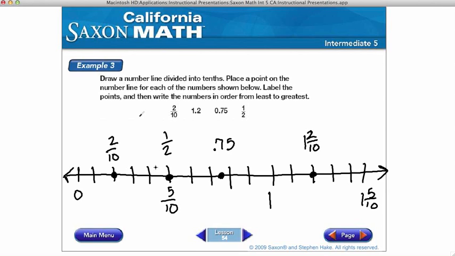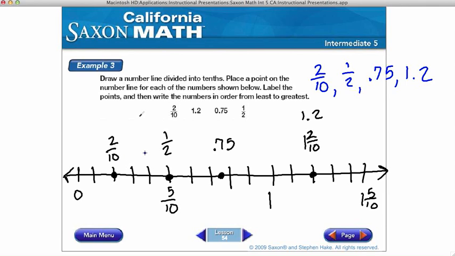Notice some of these are decimals, some of these are fractions. This is actually supposed to be a decimal. And then it wants you to label them and write the numbers in order from least to greatest. So I would have 2/10, and then 1/2, and then 0.75, and then 1.2.